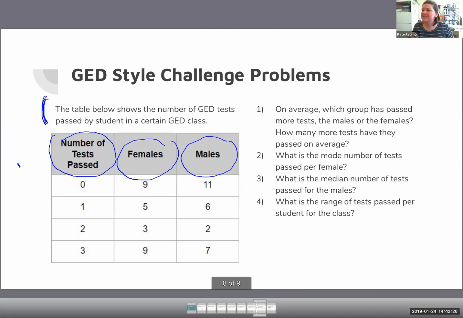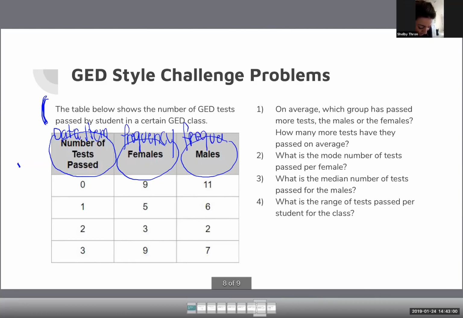So the number of tests passed, is that a frequency or is that data items? Data. That is data items. That's our data. How many tests did you pass? They answered me 0, 1, 2, or 3. There's our data items. How about this column females? Is that a frequency or a data item? Frequency. That's how often a female told me she chose that particular data item. Okay, and then same thing, of course, with the males column. That's also a frequency. It's a frequency of a different group of individuals.